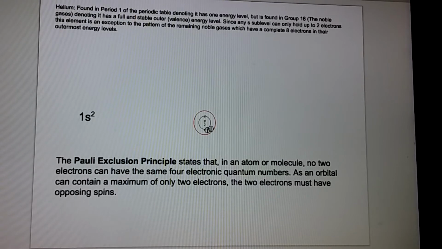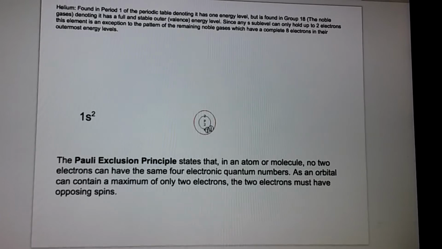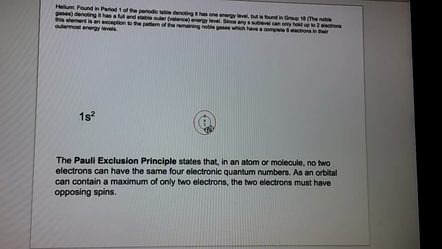Helium, found in period 1 of the periodic table, denoting it has 1 energy level, but is found in group 18, the noble gases, denoting it has a full and stable outer valence energy level. Since any s sublevel can only hold up to 2 electrons, the element is an exception to the pattern of the remaining noble gases, which have a complete 8 electrons in their outermost energy level. Pauli Exclusion Principle stated again: in an atom or a molecule, no 2 electrons can have the same 4 electronic quantum numbers. As an orbital can contain a maximum of only 2 electrons, the 2 electrons must have opposing spins. That just demonstrates here the arrows are in opposite directions.